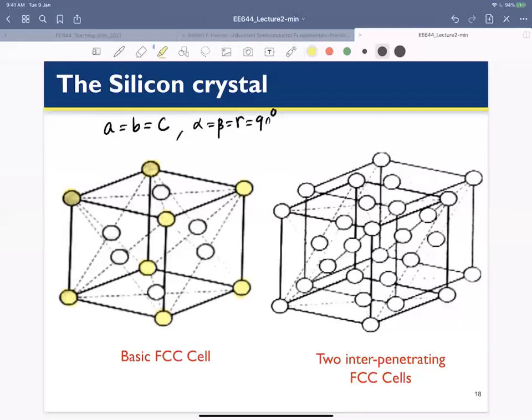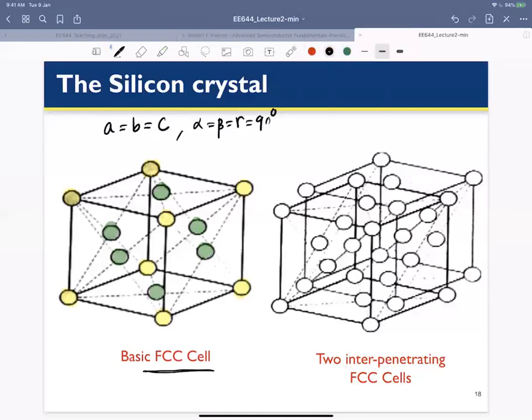And each face, there are six faces, and there are six atoms at the center of each face, right? So second face, third, fourth, fifth, sixth, right? So there are six faces. So this is an FCC, a face-centered cubic lattice, right?